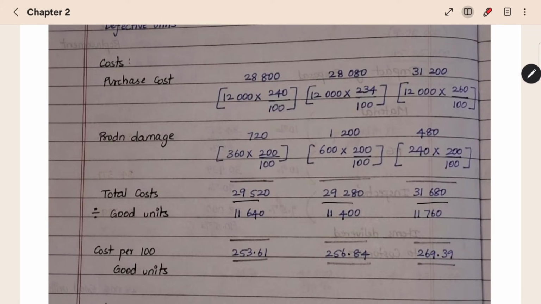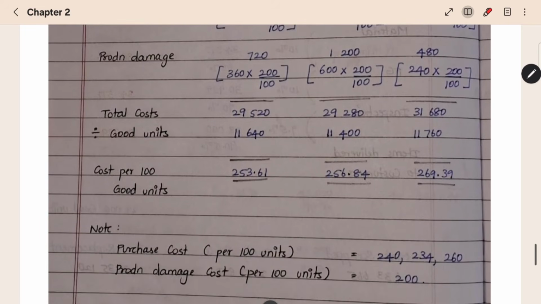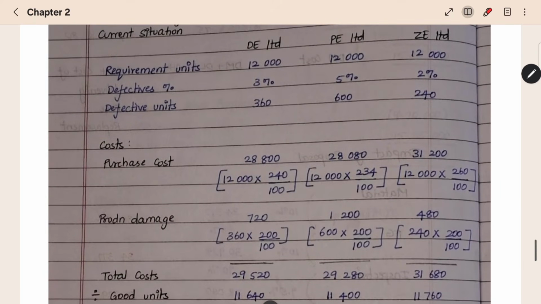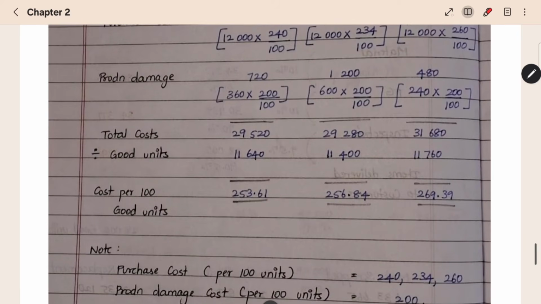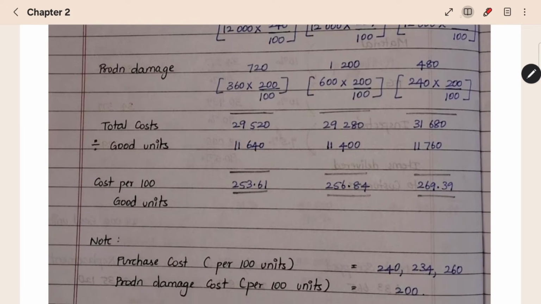Now we are dividing it by the good units. How many good units we are getting, that is what we have to see. The cost of bad units will also be absorbed by the good units only. 11,640, 11,400, 11,760: how are we getting this? We take the total requirement less defective units, so we get the good units. By dividing this, we get the cost per 100 good units. If you divide directly, you will get 2.5361, but this is for 1 unit. If you multiply by 100, you will exactly get this amount.